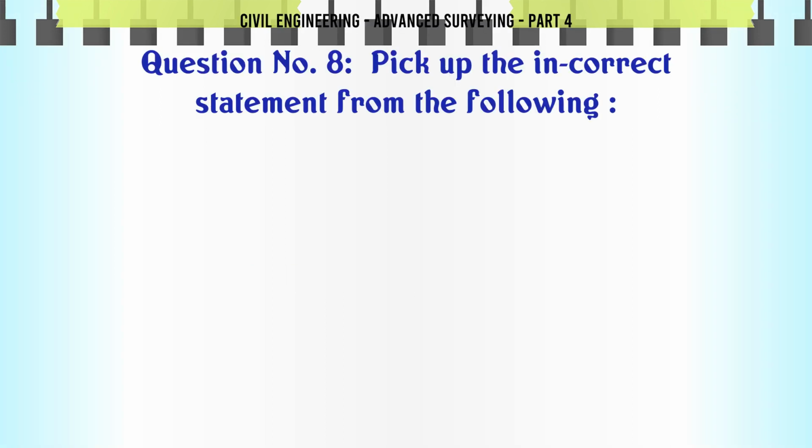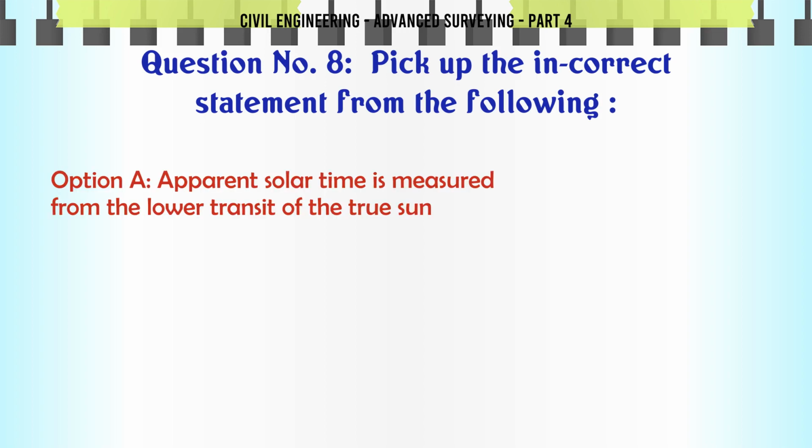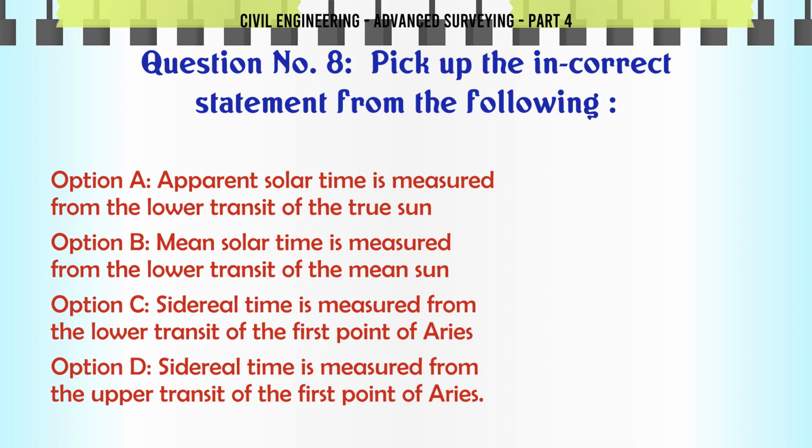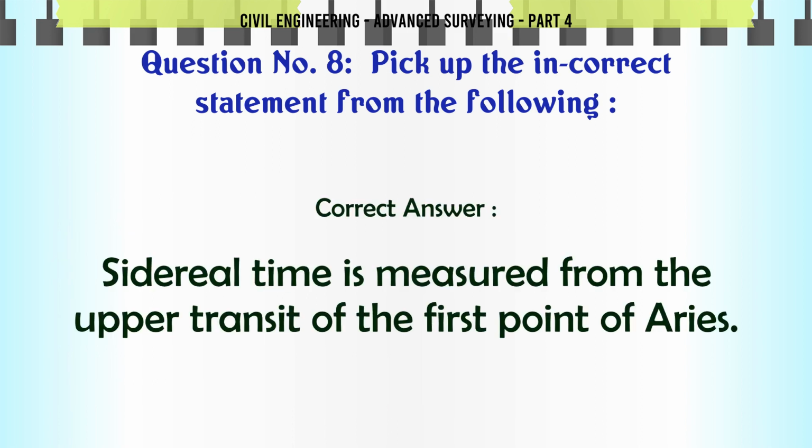Pick up the incorrect statement from the following. A. Apparent solar time is measured from the lower transit of the true sun. B. Mean solar time is measured from the lower transit of the mean sun. C. Sidereal time is measured from the lower transit of the first point of Aries. D. Sidereal time is measured from the upper transit of the first point of Aries. The correct answer is sidereal time is measured from the upper transit of the first point of Aries.